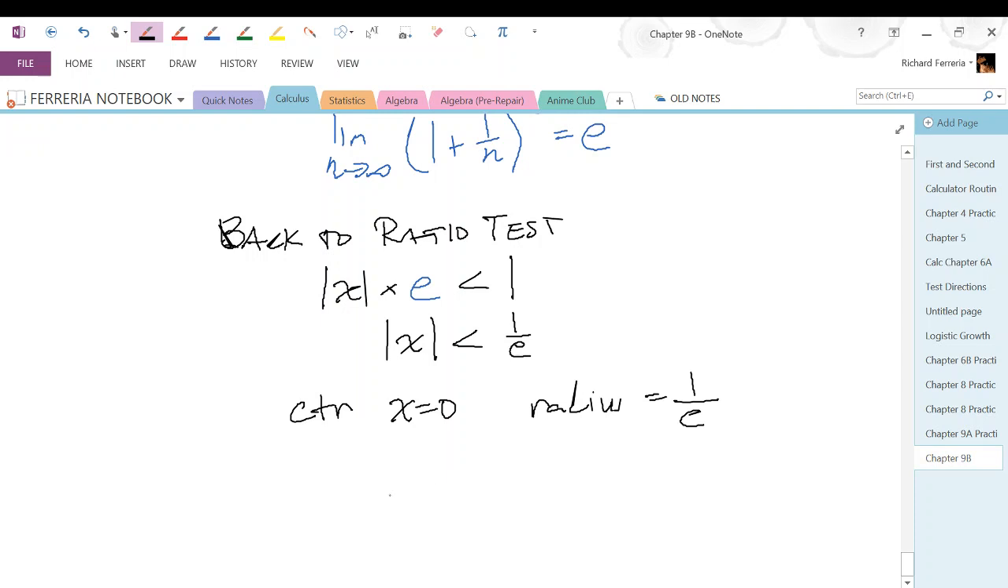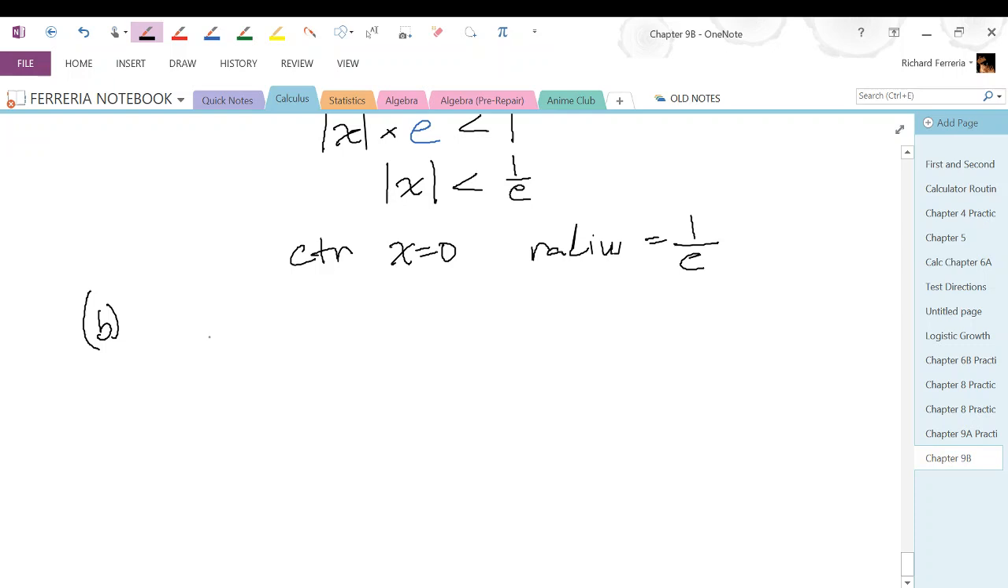Part B. Use the first three terms to approximate f of negative 1/3. What are the first three terms? f of x can be approximated by, when n equals 1, we get x. When n equals 2, we get 2 squared, which is 4, over 2, so 2x squared. Is that right? 2x squared?